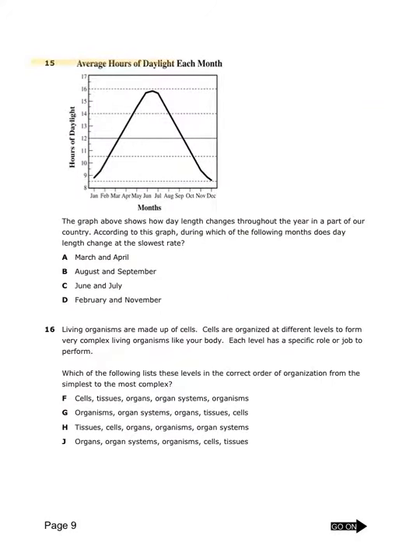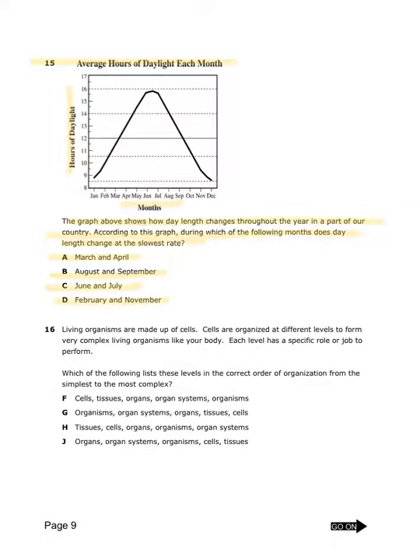Number 15. Average hours of daylight each month. So we have months and hours of daylight. The graph above shows how day length changes throughout the year in a part of our country. According to this graph, during which of the following months does day length change at its slowest rate? A. March and April. B. August and September. C. June and July. D. February and November.